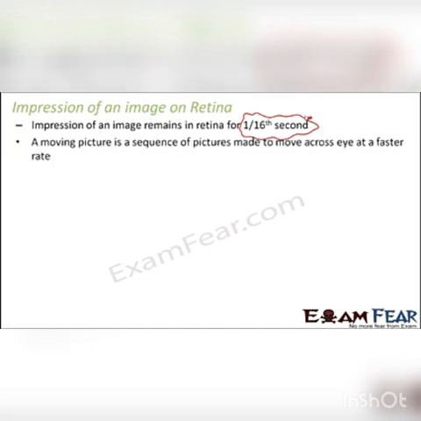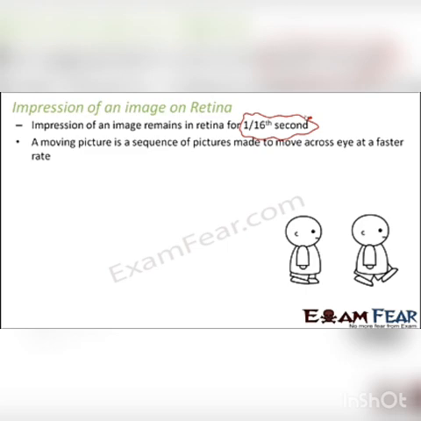Now, whenever we see something moving, for example, a moving picture in a movie, how do we see that moving picture? Something which is moving on a screen is actually a huge number of pictures which are moving one after another. Now let's take this example.